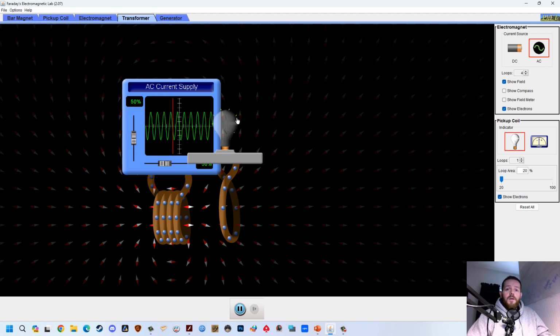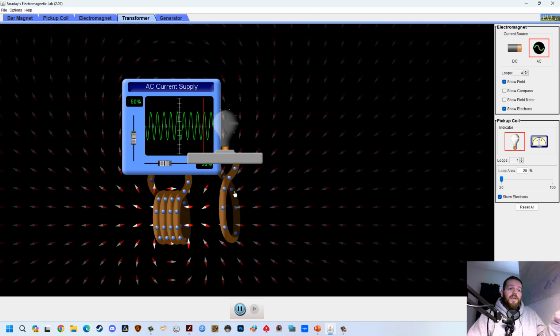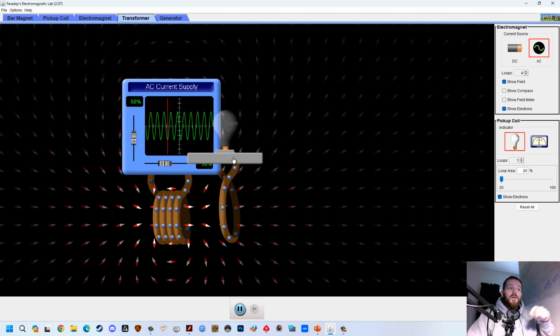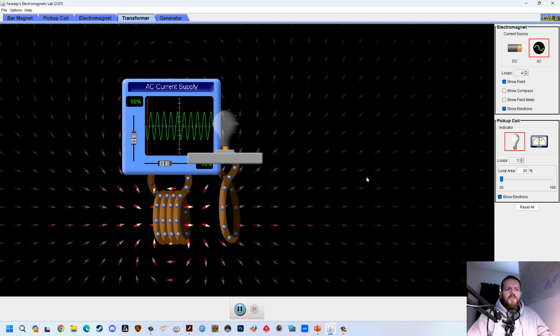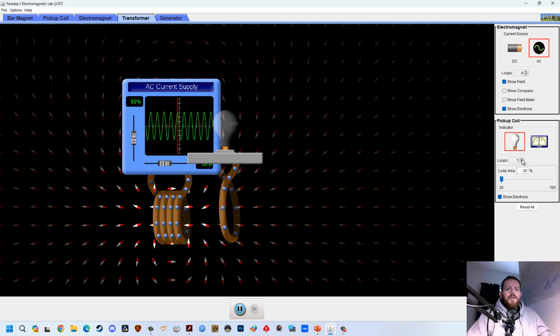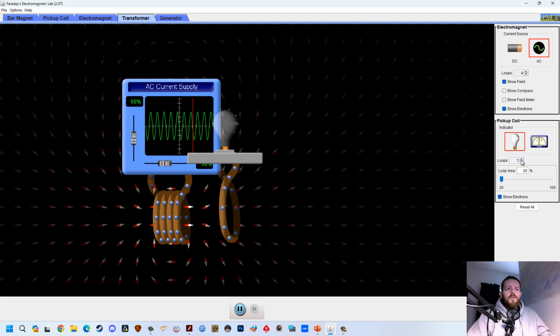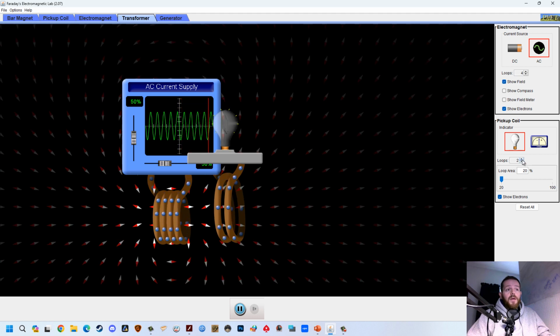Why would that be? Remember, more coils of wire, stronger magnetic field. So this pickup coil is now experiencing a stronger magnetic field, because there's a stronger magnetic field being produced by the input coil, this one on the left-hand side. Let's try and make this bulb even brighter though. If I was to increase the number of loops on the right hand side, so I've got 1 loop there, there's 2.